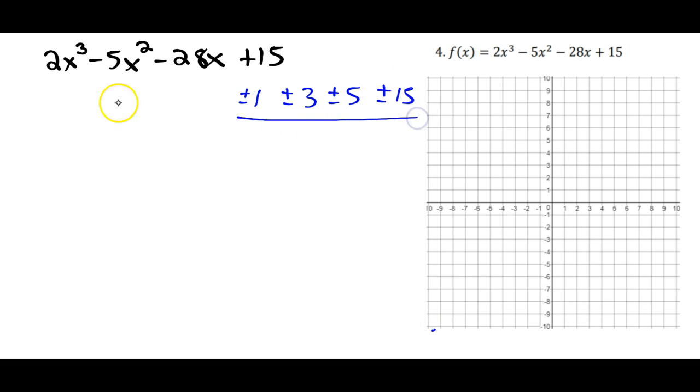I'm just going to go ahead and make my chart because I notice this is not a 1. So I've got plus or minus 1 and plus or minus 2 right here. So all of these just come down when I divide it by 1. So I could have 1, 3, 5, and 15. All plus or minus here.